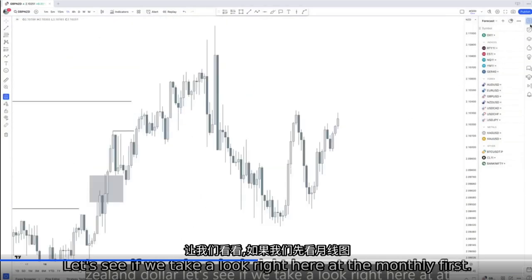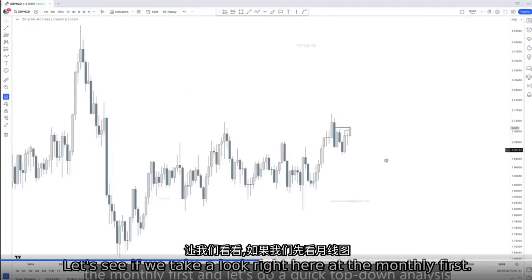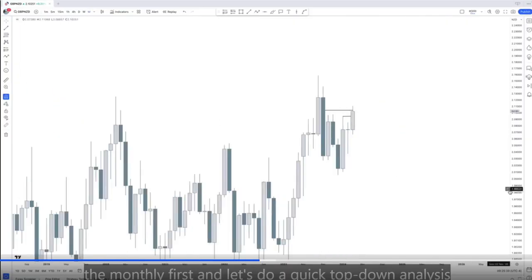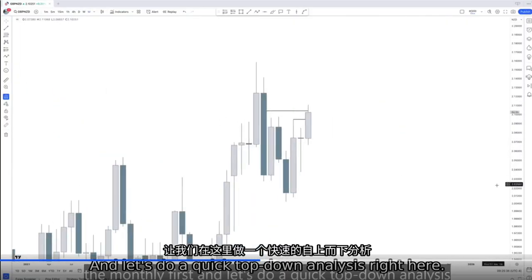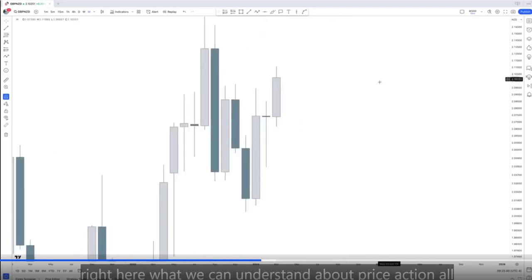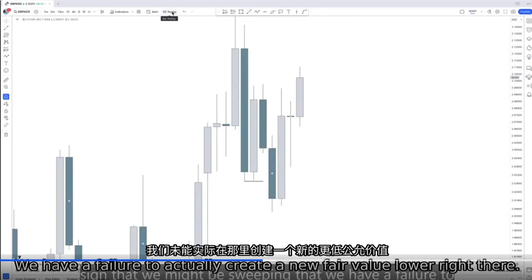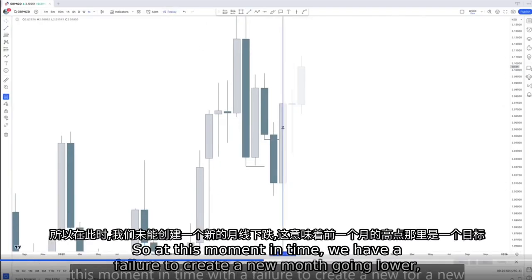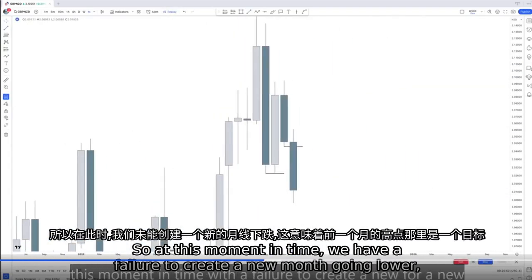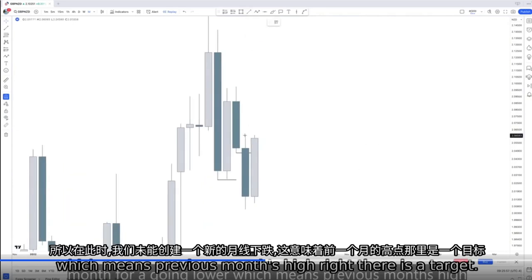If we take a look right here at the monthly first, let's do a quick top-down analysis of what we can understand about price action. We have these lows right there that give us a good sign that we might be sweeping them. We have a failure to create a new fair value gap lower right there. So at this moment in time, we have a failure to create a new month fair value gap going lower, which means previous month's high right there is a target.